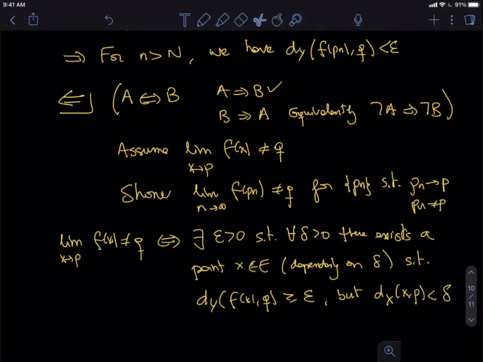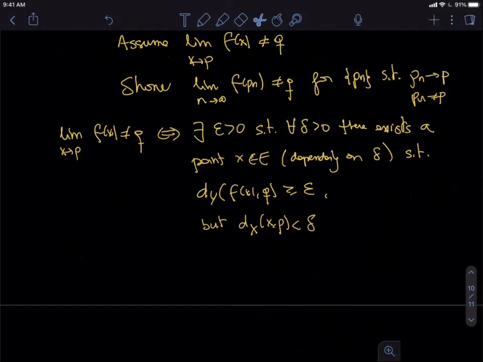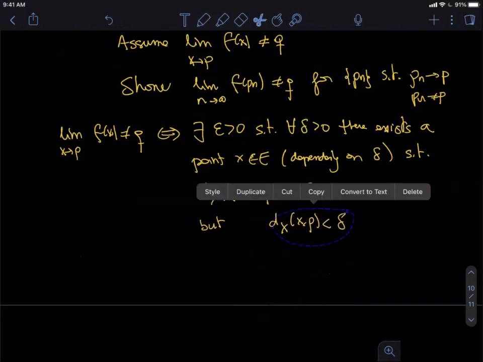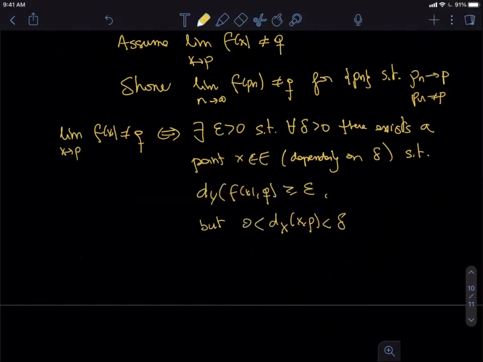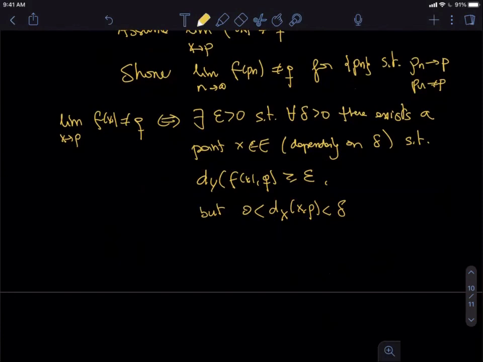Okay, so what are we saying here? I'm missing the 0. Okay, there we go. What we are saying here is that even if x is very close to p, f of x is not close to q. There is that epsilon, a neighborhood around q that doesn't let f of x in. And now once we have this, it's just a question of taking, because it says for every delta, so now it's your choice.